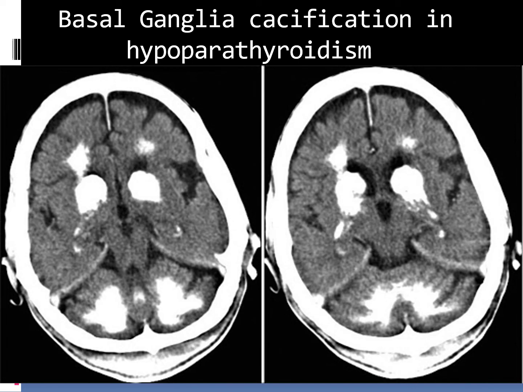In contrast to the basal ganglia seen in the previous slide, which was a physiological basal ganglia calcification, the calcification seen in hypoparathyroidism is extensive. Apart from the basal ganglia, the other parts of the brain like head of caudate nucleus, white matter of brain and areas of cerebellum are also calcified.